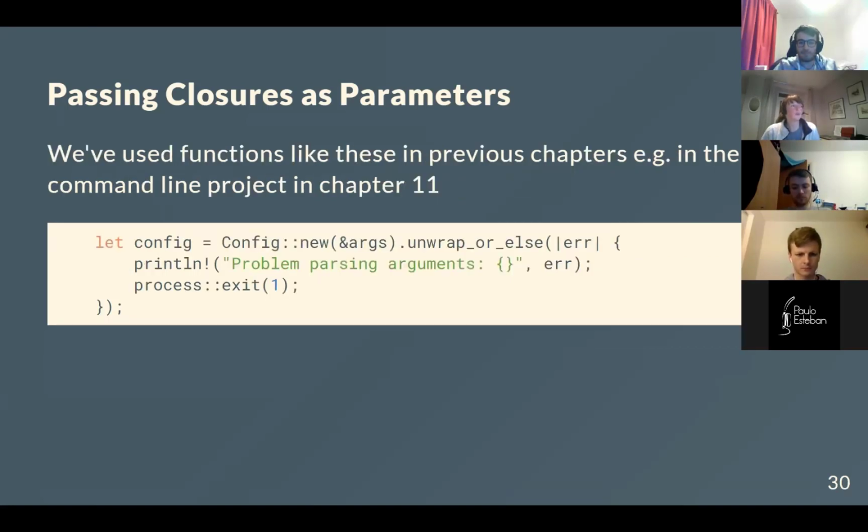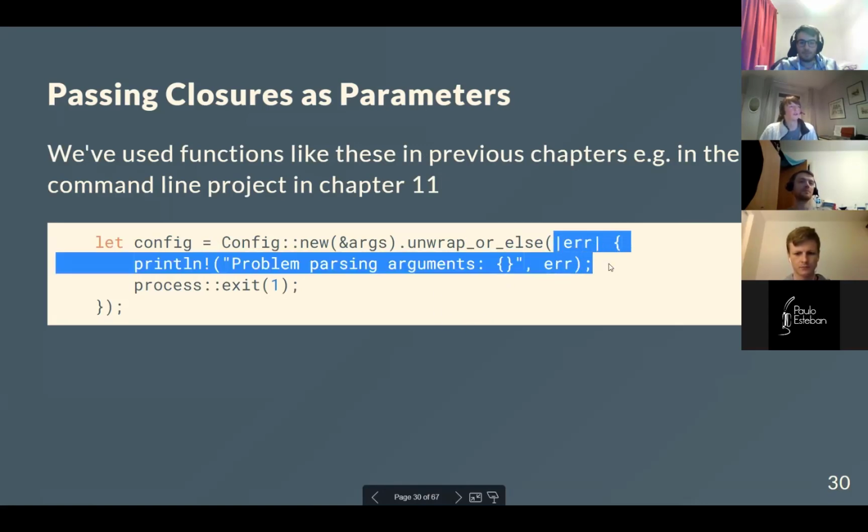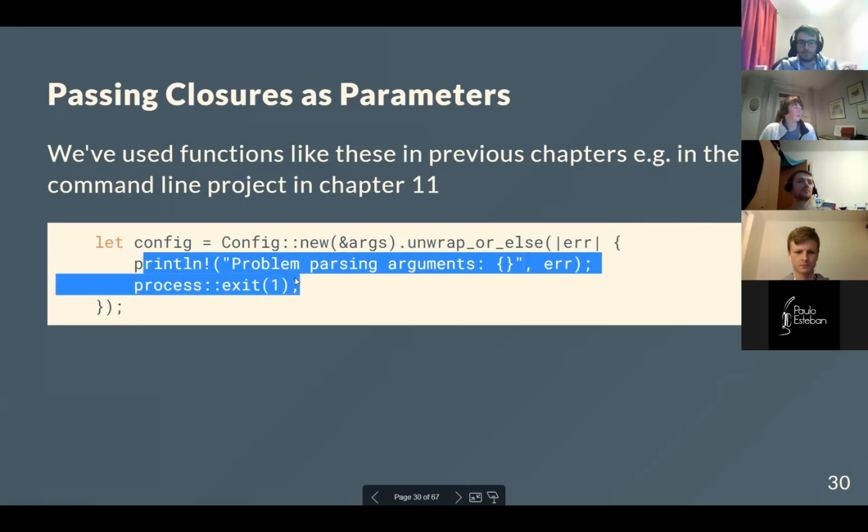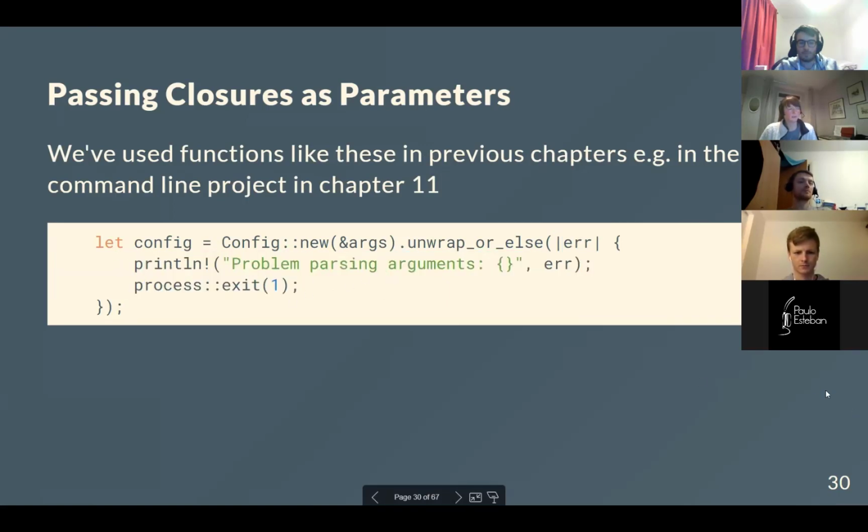We've actually used these closures in earlier chapters, and they kind of half mention it, but they don't necessarily go into as much detail. The classic example being when you've got an error. So unwrap_or_else needs to take a closure that knows what to do with the error. So you say, okay, this closure takes an error as a parameter, and then it's going to print it, and then it's going to call exit.